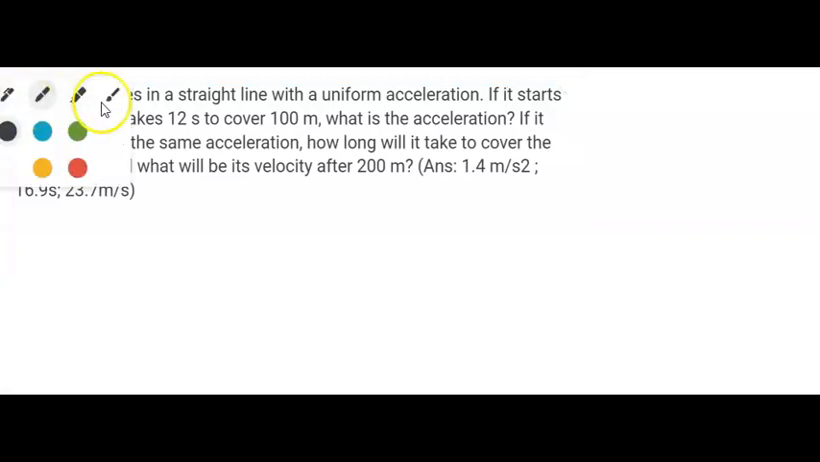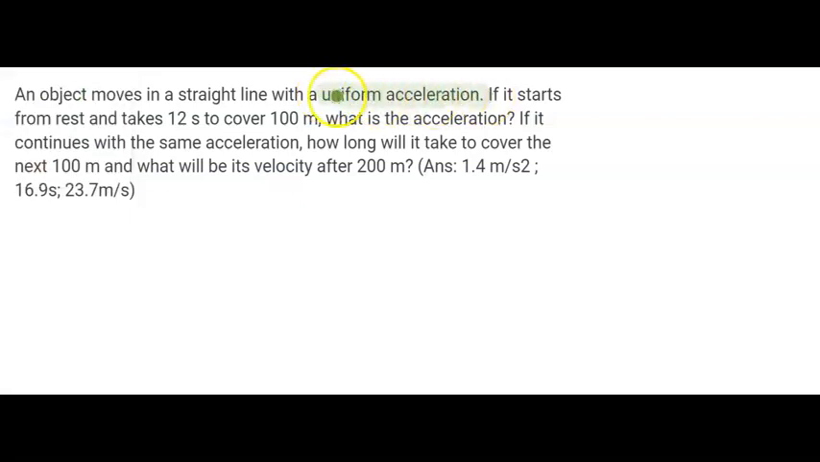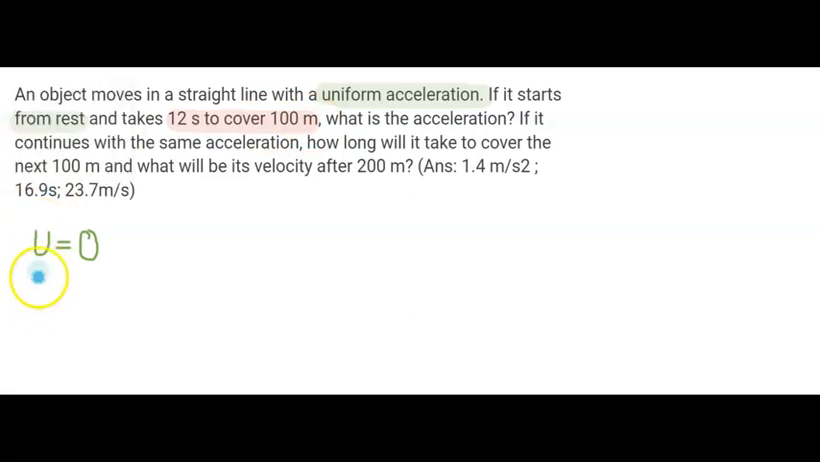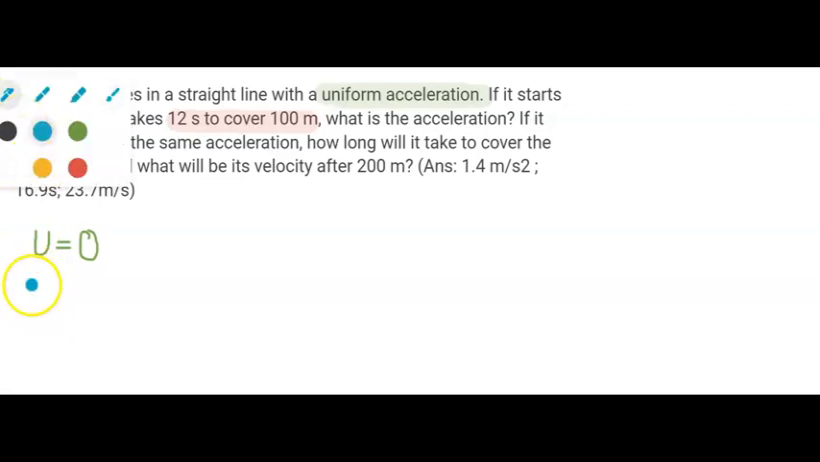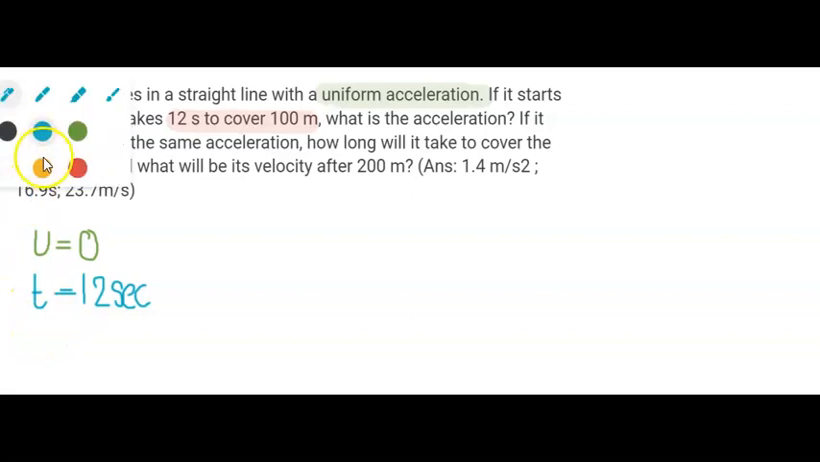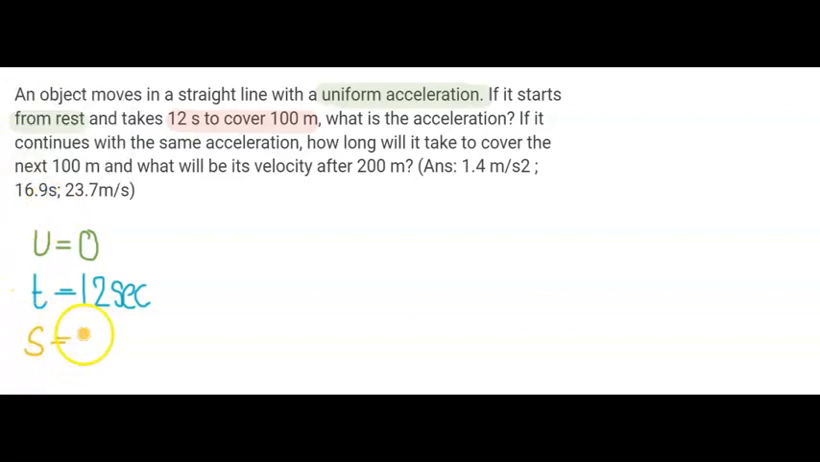Now, an object moves in a straight line with a uniform acceleration. So acceleration is uniform. It starts from rest. When you say starts from rest, what does that mean? That means u is 0. And then they say it takes 12 seconds to cover 100 meters. So the time is 12 seconds. And the distance, which is s, is 100 meters.